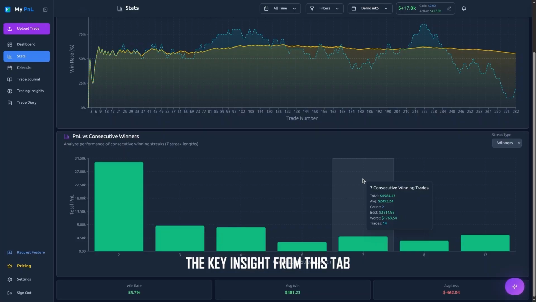So my profitability depends heavily on maintaining that win rate above 50%. The key insight from this tab is my recent performance decline needs attention and my profitability comes from consistent wins rather than momentum streaks. I need to focus on getting back to that 60 to 75% win rate I had earlier.